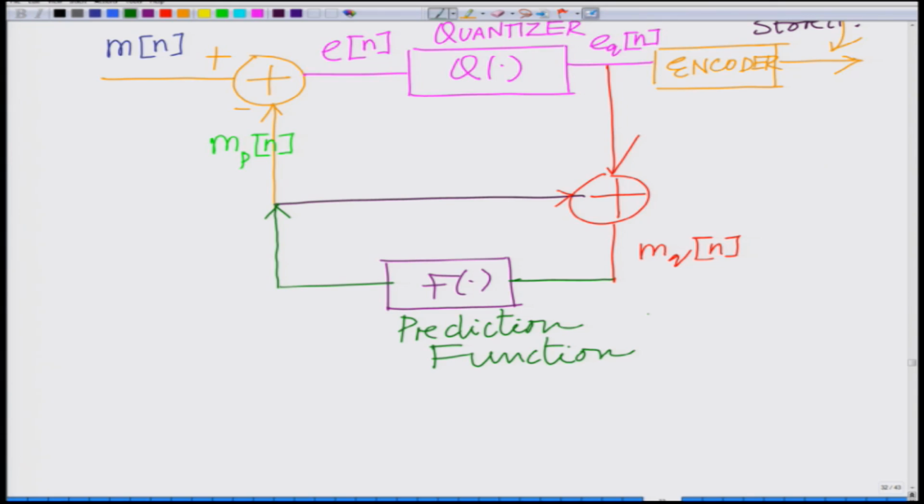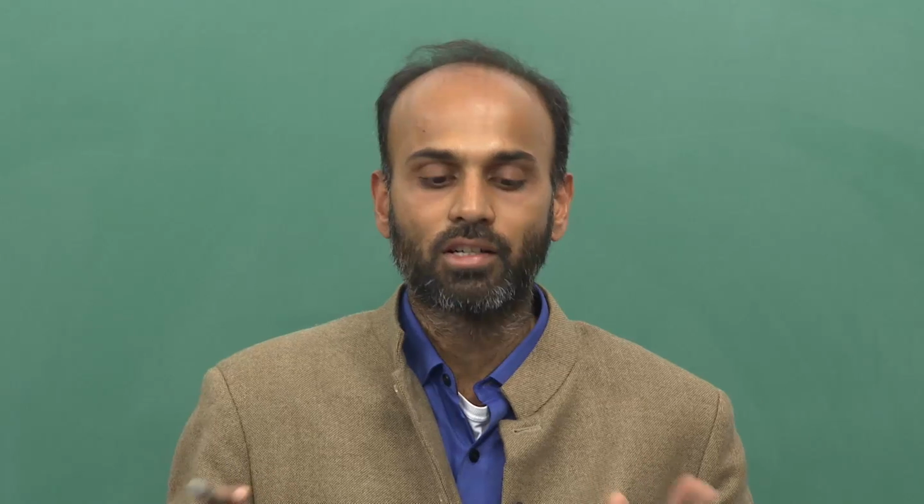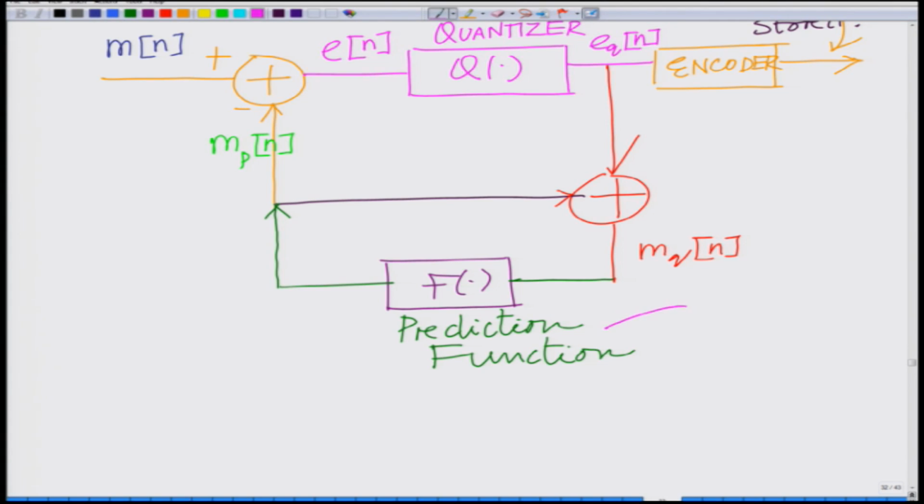Now, in the case of delta modulation, this prediction function is simply Z inverse. If you remember, that is simply delay, that is MQ of n minus 1 itself is the prediction function. So, for delta modulation, this is a simple delay. For DPCM, it can be constructed very efficiently, taking also the statistical properties of the signal into consideration. So, let us note that for delta modulation this is simply Z inverse, where Z inverse is the delay block, a single sample delay.